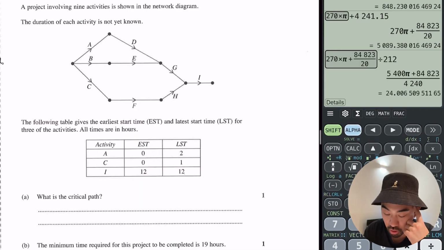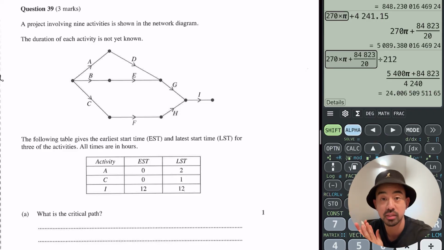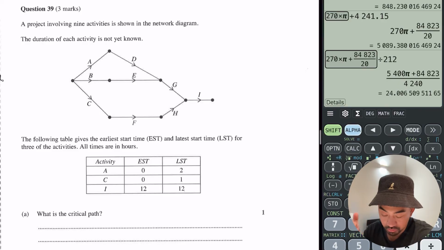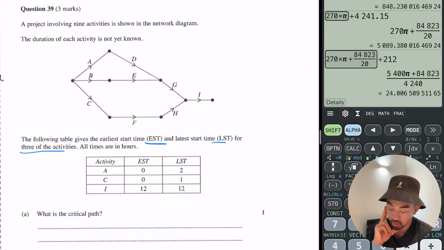All right, 39. So a project involves 9 activities shown in the network diagram. The duration of the activities is not known. The following table gives the earliest start time and the latest start time for 3 activities. All times are in hours. What is the critical path?